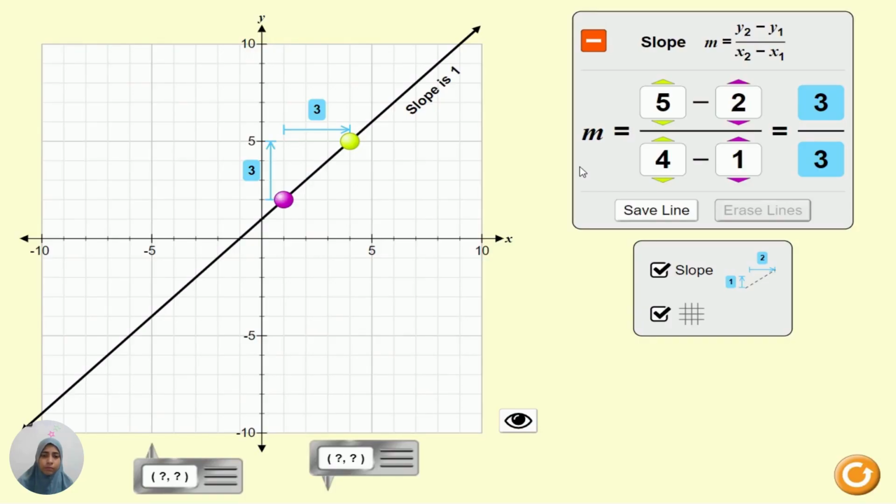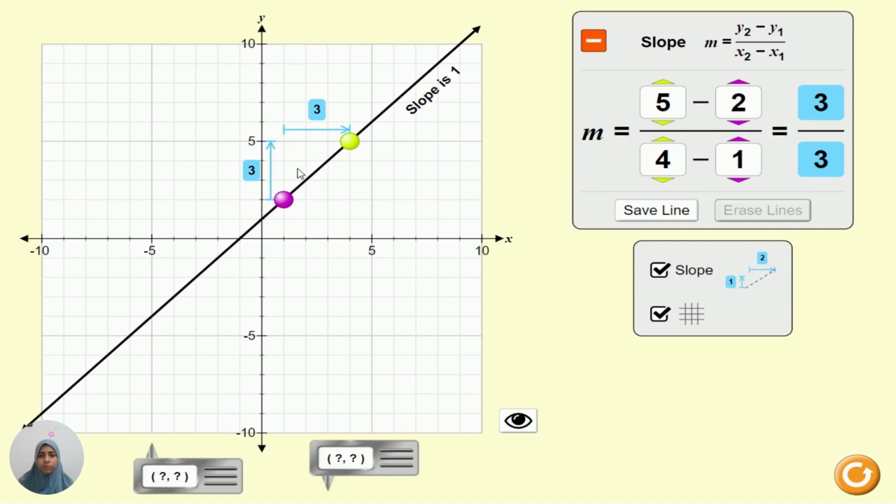First of all, we have to understand what the slope is. The slope, or the gradient, of a line basically just tells you about the steepness of the line. So in the equation, the slope is represented as the letter m. How do we calculate the gradient? It's simple. Just divide the rise by the run.